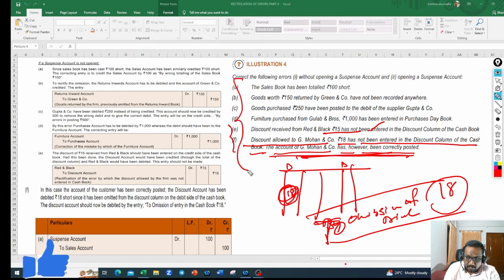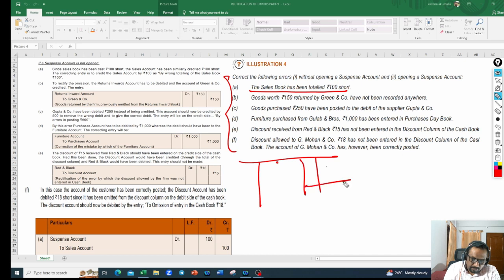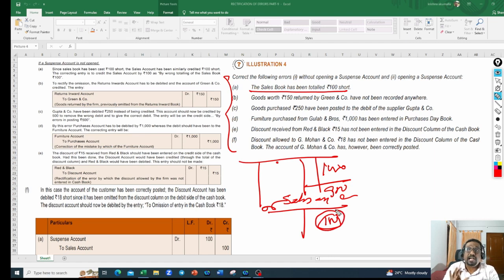Now, we are going to talk about the same problem if the suspense account is available. Let us say the sales book has been totaled 100 rupees short. I am supposed to have 1000 rupees total, but I totaled as 900, because of which my sales account has an impact of 100 rupees short. Here 100 rupees short is credit. I have to book 100, so sales account I need to credit with 100.